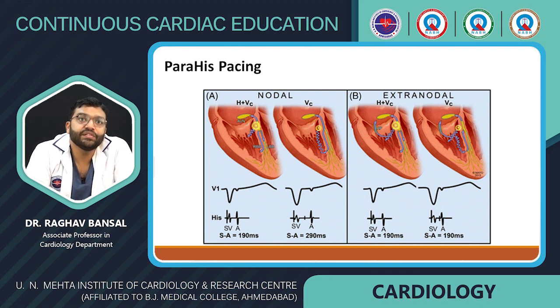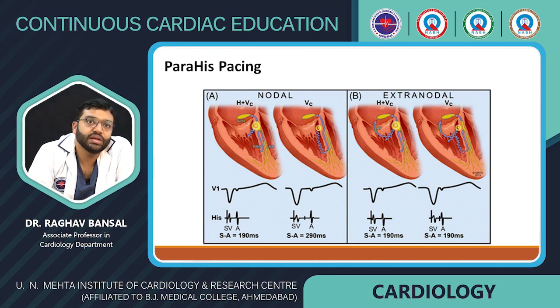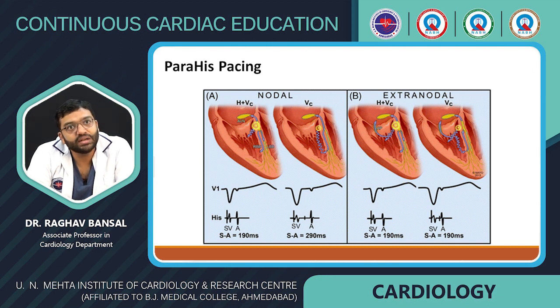Imagine there is only AV nodal conduction and no accessory pathway, and we capture the His bundle. Since we are capturing the His bundle, the impulse can travel back to the AV node very fast and capture the atrium, thus giving us a shorter VA interval.